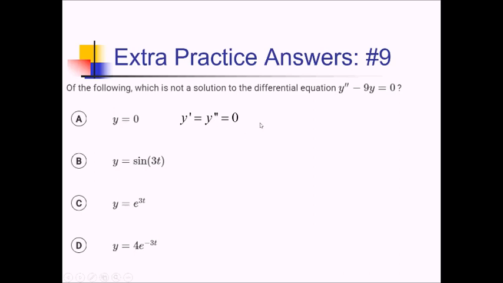So let's go ahead and plug all that in. So we have y double prime, which was 0, minus 9 times y, which was also 0. And does all that equal 0? Well, yeah, 0 minus 0 does come out to 0.